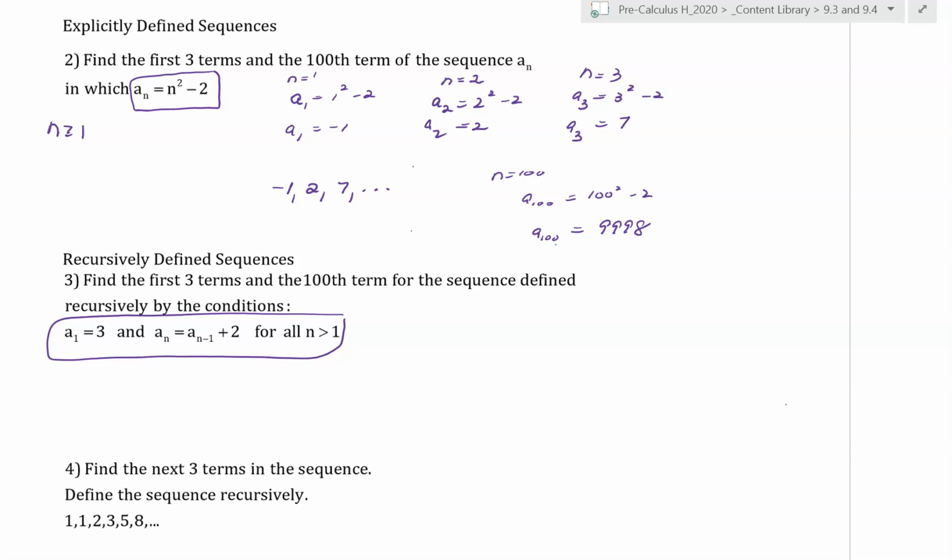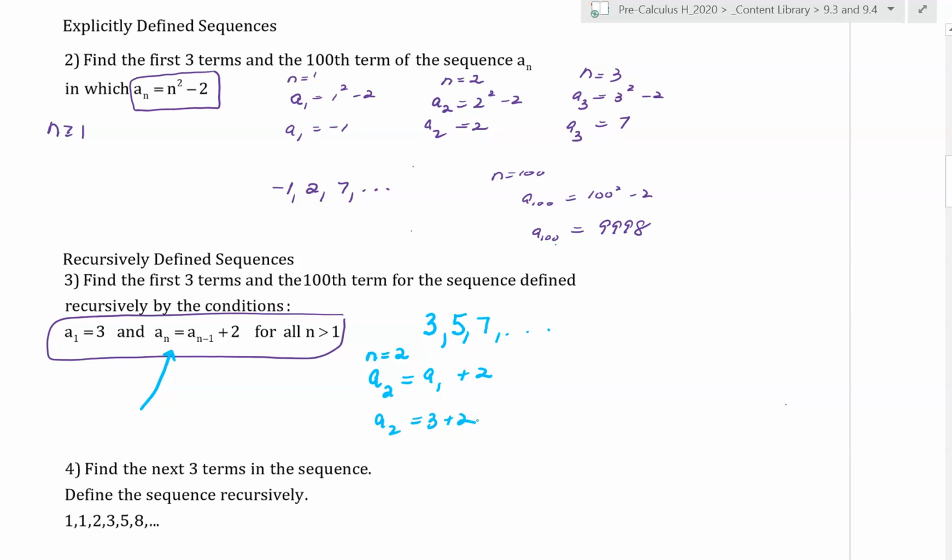Okay, so for number 3, for the recursively defined sequence, they told us the first term was 3, and then this notation is saying that any term, the nth term, is equal to the term right before that, the a sub n minus 1 term, plus 2. So the next term you would take 3 and add 2. To generate the next term, you'd say 5 plus 2 is 7. For example, if n is equal to 2, you could say a sub 2 equals a sub 1 plus 2. And that's how we get that a sub 2 is 3 plus 2, etc.